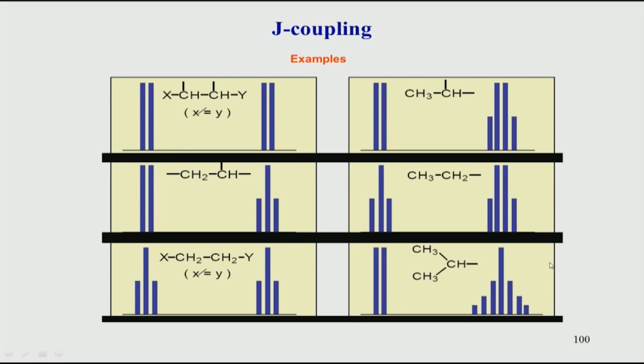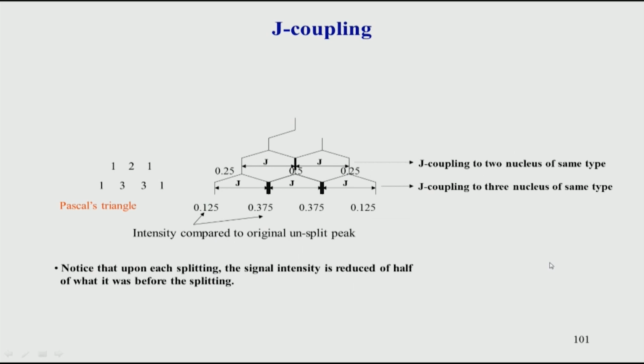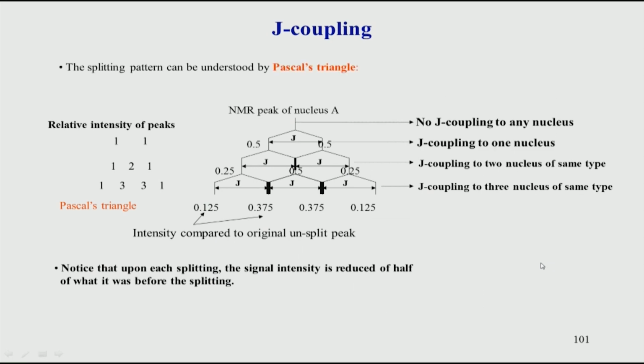because of J couplings. Now, where does this splitting pattern come about? For that we will go like this. If you look at this, this is called a Pascal's triangle. It is a very famous way to obtain the quick coupling pattern. So, let us look at it like this.